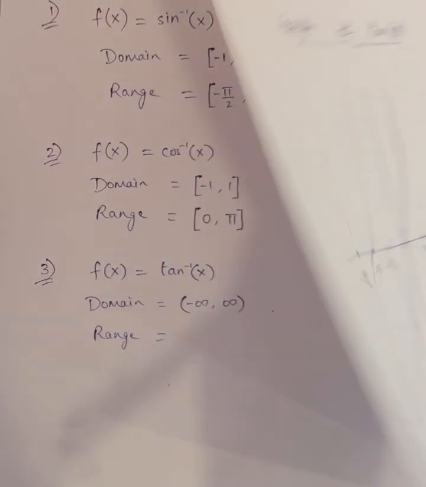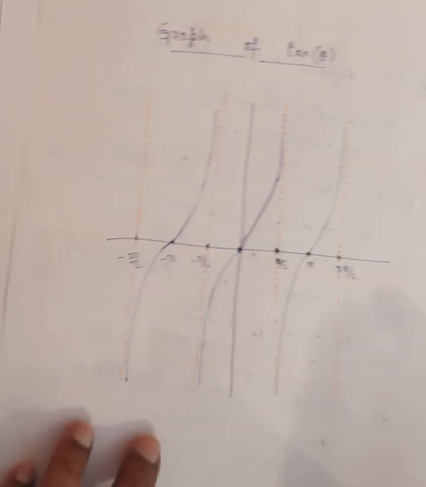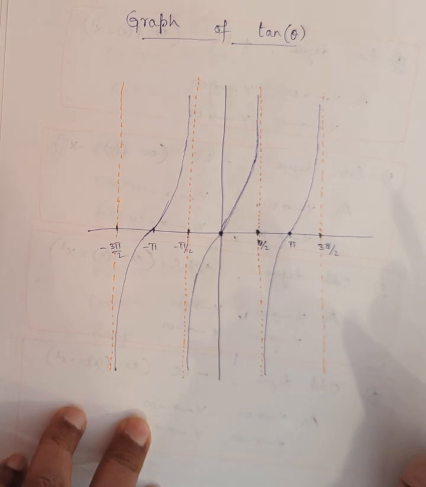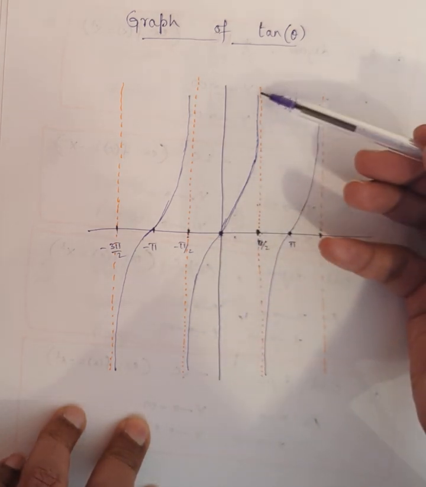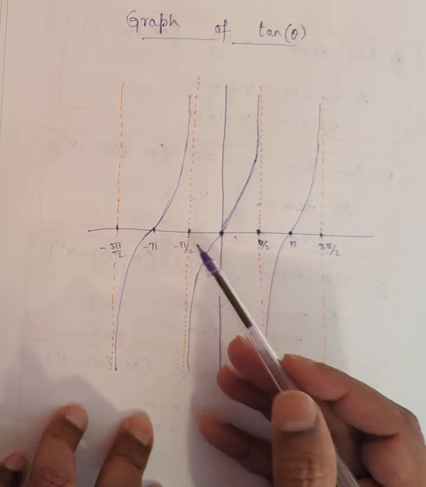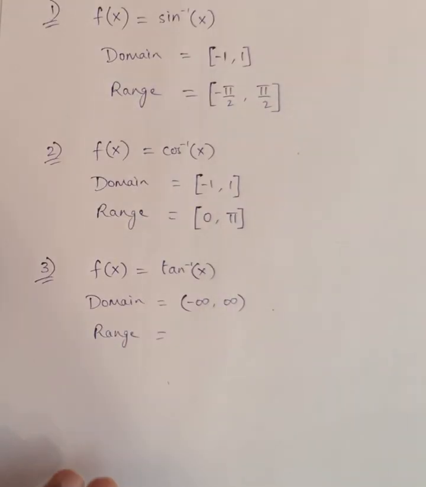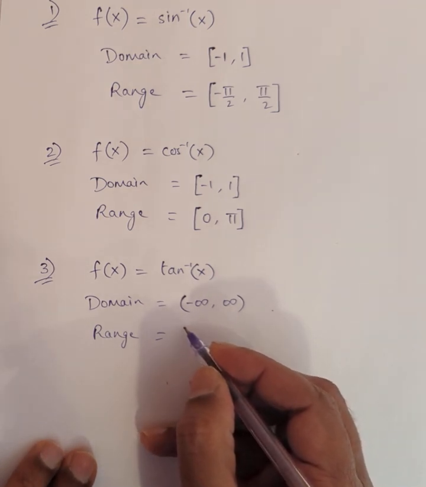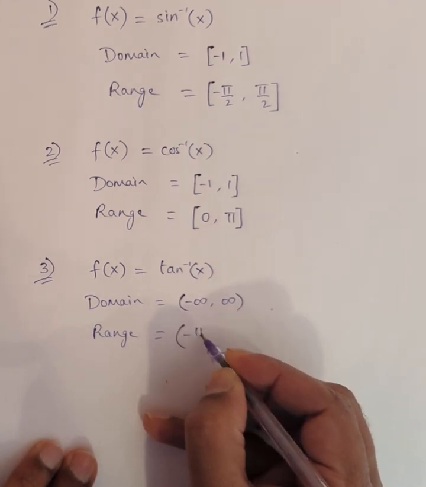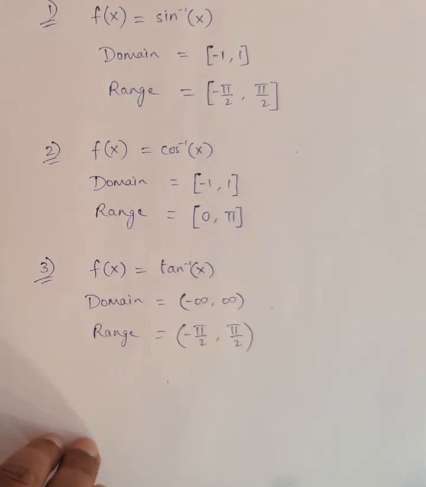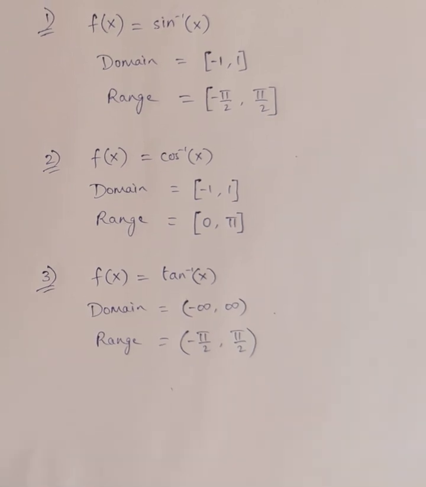Now, what is the range of tan inverse? It is the restricted domain. The restricted domain went from negative pi over 2 to positive pi over 2 because that's where we are restricting our domain to be. And notice the endpoints are not included this time. So the range for this is the restricted domain, from negative pi over 2 to positive pi over 2. So those are the domain and ranges for inverse trig functions in one page.